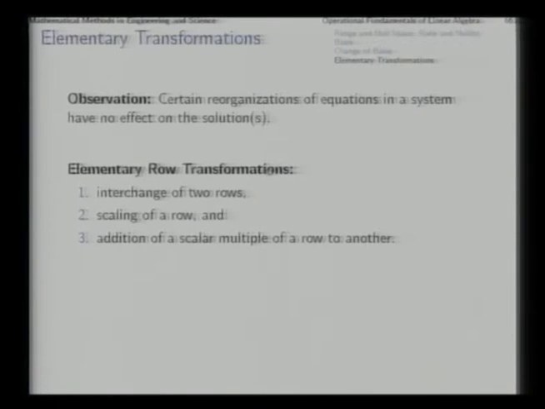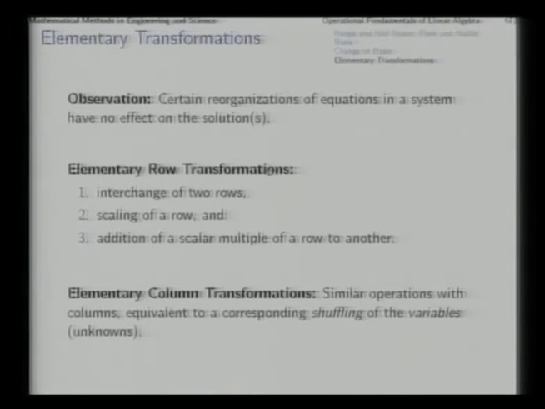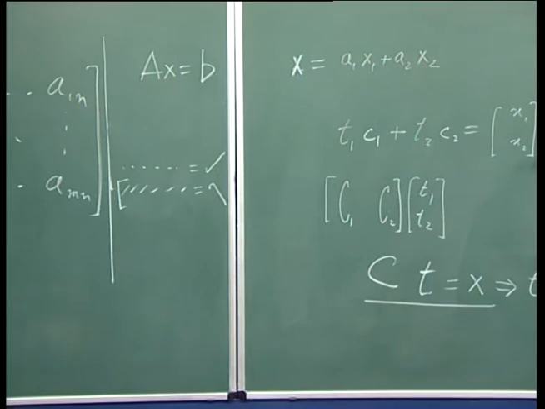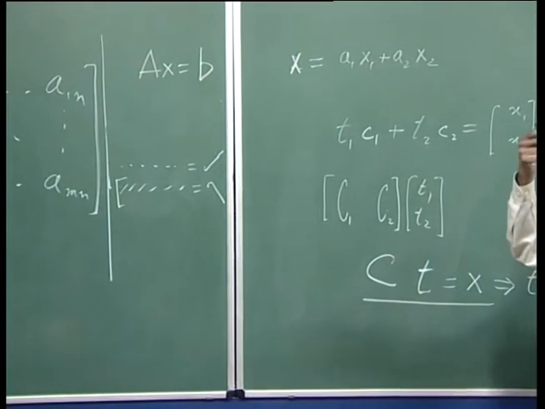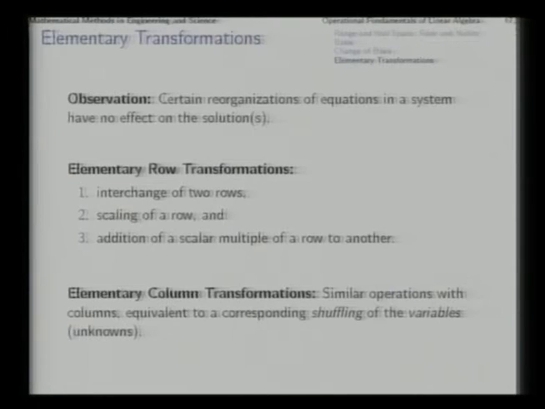Corresponding to these three elementary row transformations, we have elementary column transformations also. Similar operations with columns are equivalent to corresponding shuffling of not the equations, but of the variables. In that case, interchanging of the first and second column will mean the equivalent of writing x 1 and x 2 in the reversed manner.